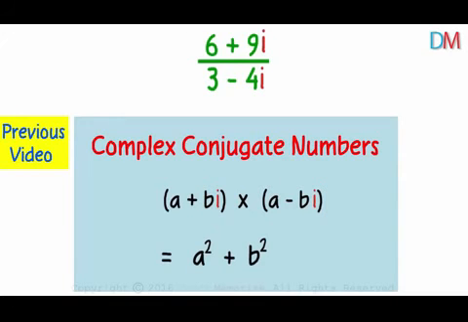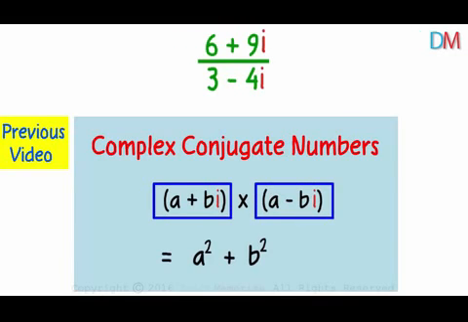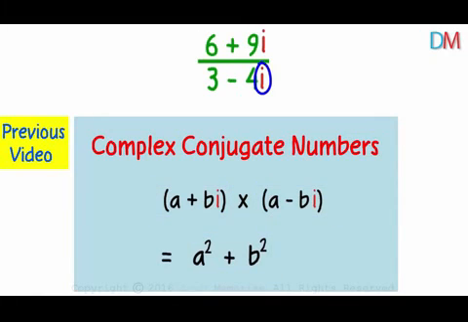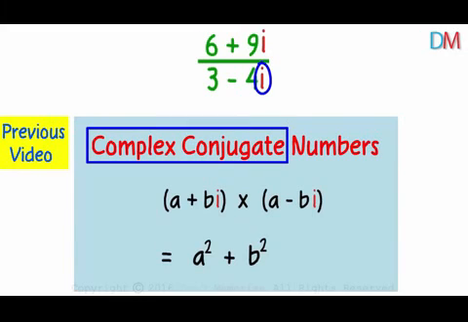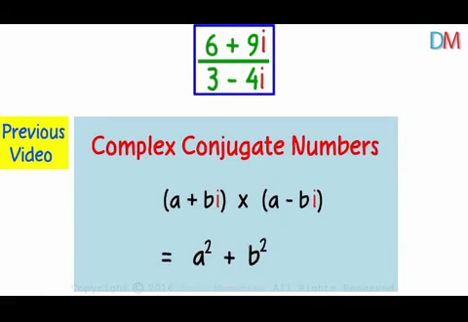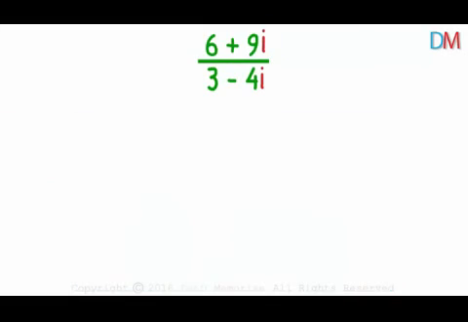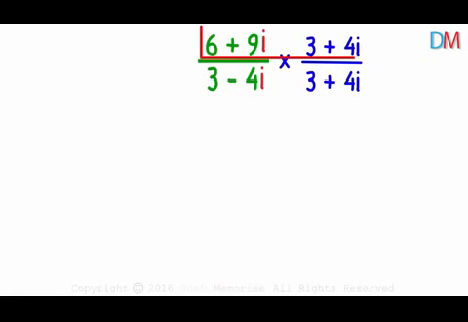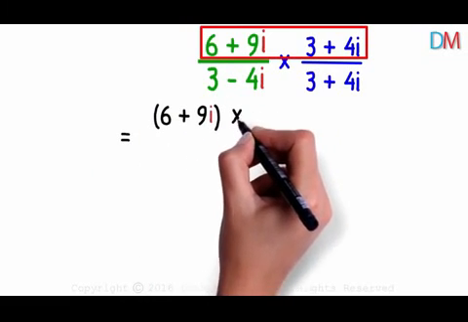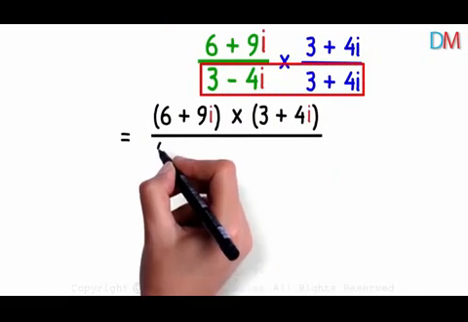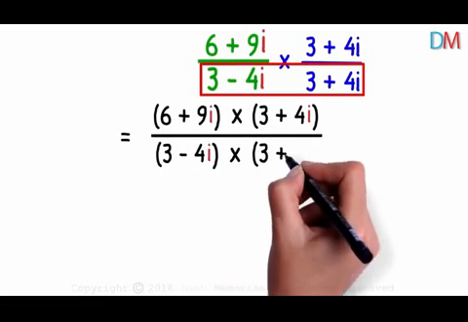We had observed that multiplying a complex number a plus bi with its complex conjugate a minus bi resulted in a squared plus b squared, which is a real number. So to get rid of i in the denominator, we need to multiply it with its complex conjugate. And to keep the value of the fraction unchanged, we will also have to multiply the numerator with the same complex conjugate. So we multiply the numerator and the denominator by the complex conjugate of 3 minus 4i, which is 3 plus 4i. This makes the numerator 6 plus 9i multiplied by 3 plus 4i and the denominator 3 minus 4i multiplied by 3 plus 4i.